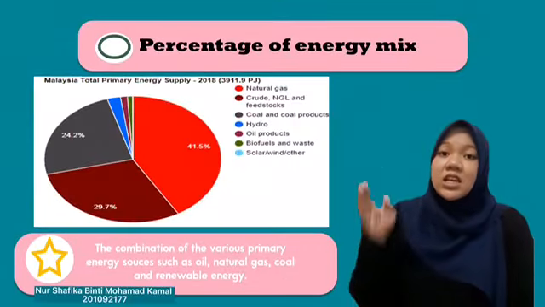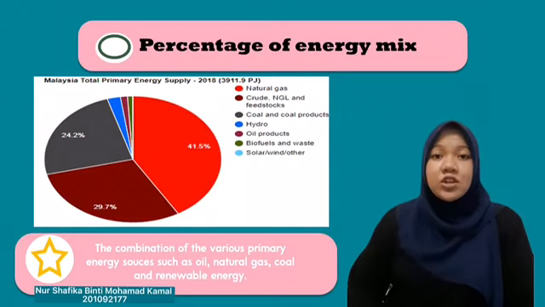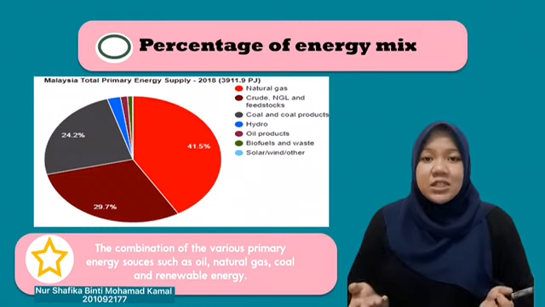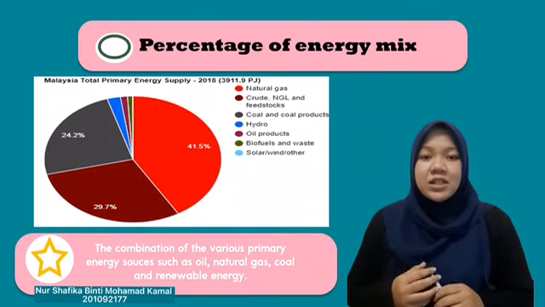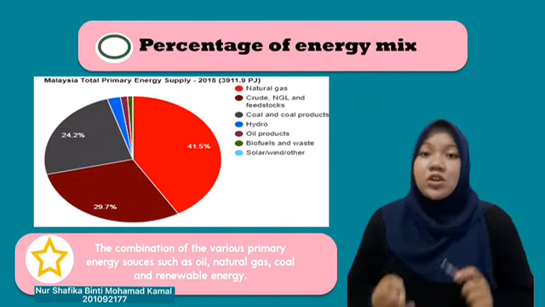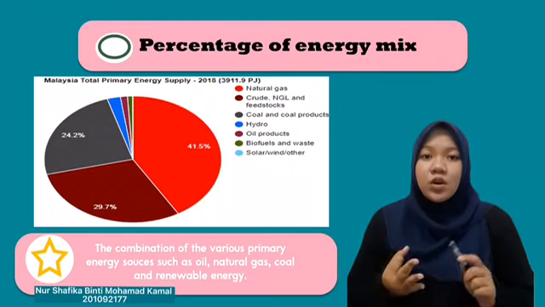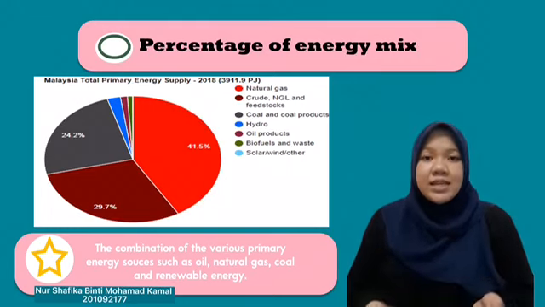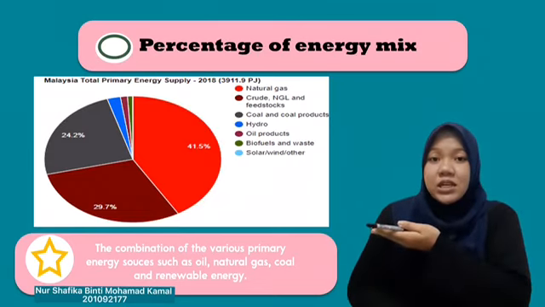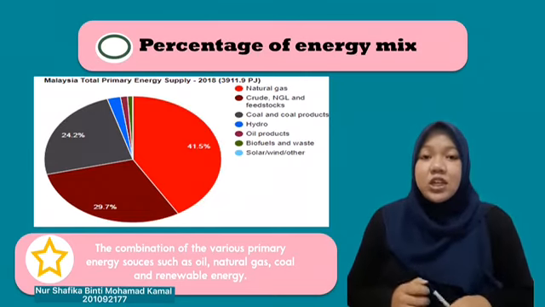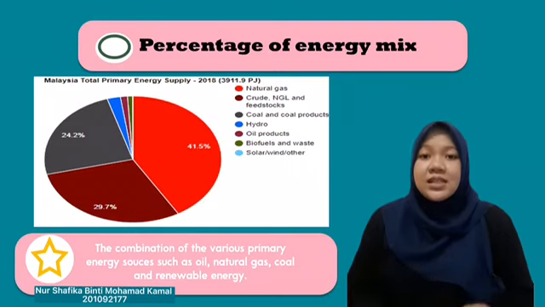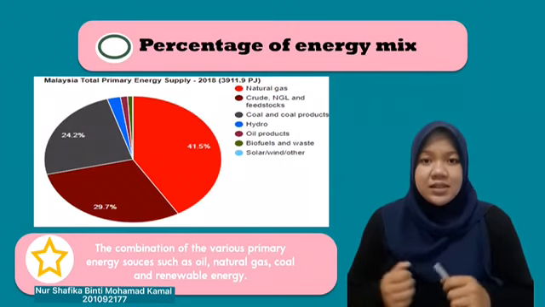Next, let us take a look at the percentage of energy mix. Energy mix is the combination of various primary energy sources such as oil, natural gas, coal, and renewable energy. As we can see in this pie chart, the data collected in 2018 shows that natural gas is the highest percentage of energy mix in Malaysia.